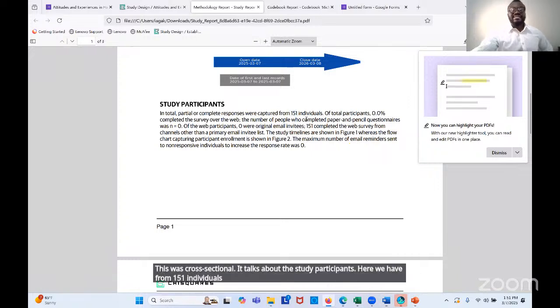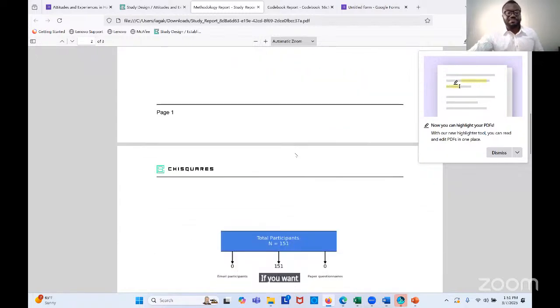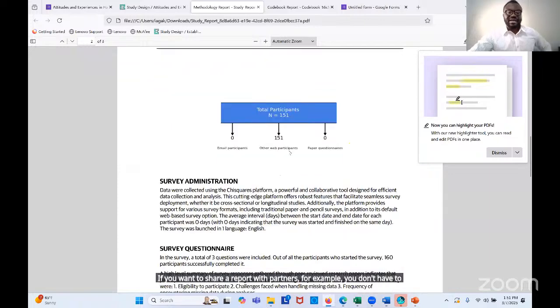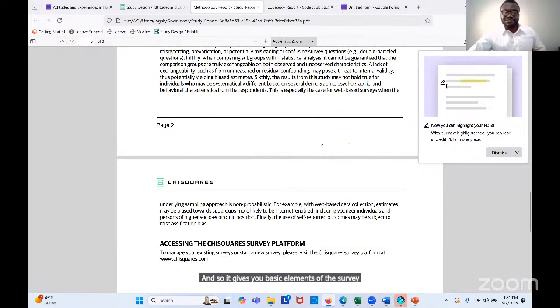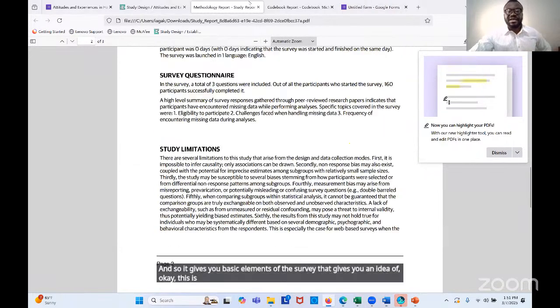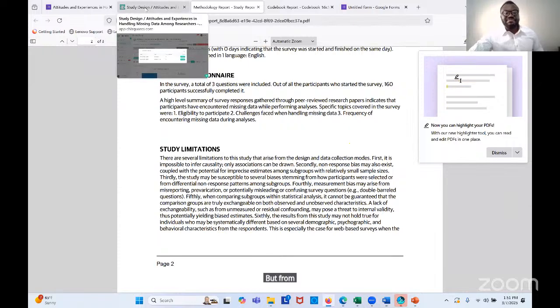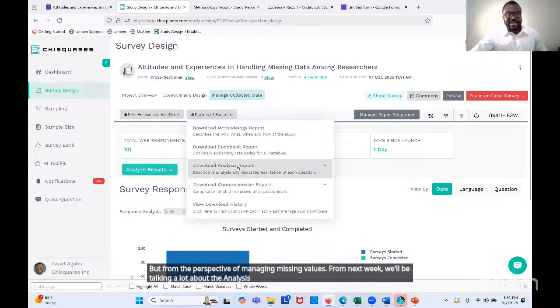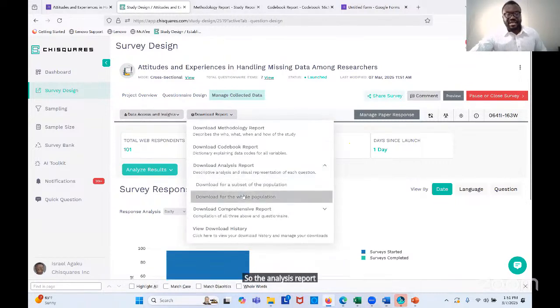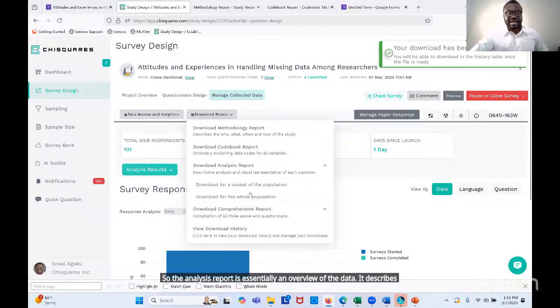This is very useful in cases where you just have to send a report. From an efficiency perspective, this is very useful. If you want to share a report with partners, for example, you don't have to start writing one from scratch. It gives you basic elements of the survey and an idea of what the study is all about. But from the perspective of managing missing values, from next week, we'll be talking a lot about the analysis report, right? The analysis report is essentially an overview of the data. It describes the data in terms of, so let's look at that.